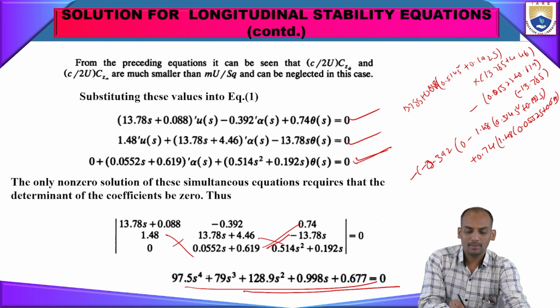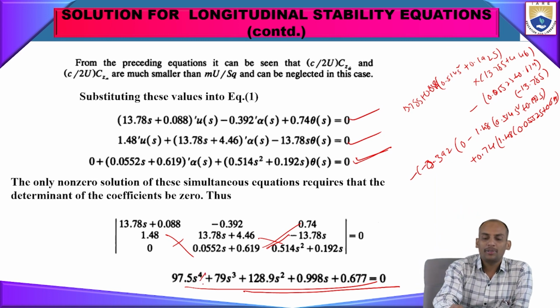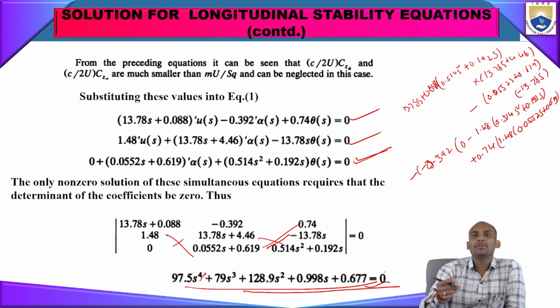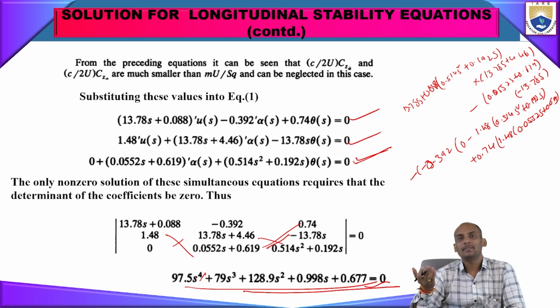That too, it's a fourth order equation. So see here, 97.5 s power 4 plus 79.79 s cube plus 128.9 s square plus 0.998 s plus 0.677 will be equal to 0. So this is a fourth order equation, and it has to be solved. That means it will have 4 roots, right? It is a fourth order, which means s will have 4 roots.